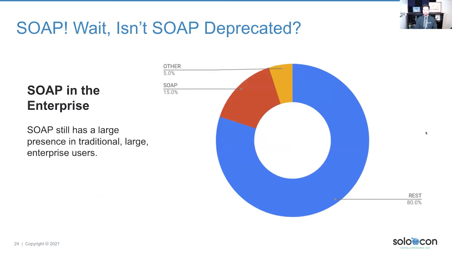Okay, SOAP. Wait, isn't SOAP deprecated? No, it's not deprecated. These are some of the statistics I've seen out there about SOAP in the enterprise. Now, if you look at the larger API usage, REST is about 61%, but this is just within the enterprise. About 80% of APIs are REST, but that leaves about 15% that are still using SOAP. And in some organizations, in some teams, it's almost entirely SOAP.